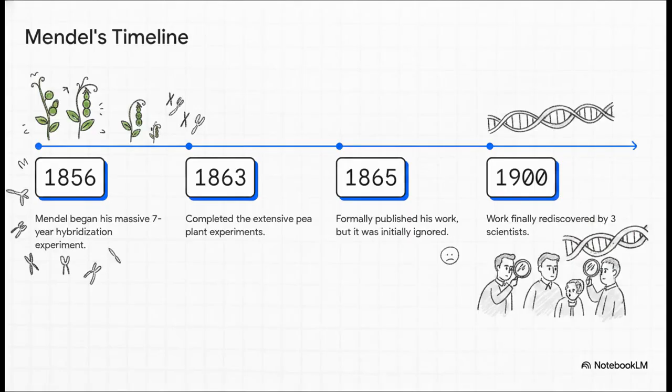Mendel kicked off this massive undertaking in 1856 and worked continuously until 1863. That is a full 7-year experiment. He formally published his brilliant work in 1865. But here is the tragic historical twist. The scientific community completely ignored it. It wasn't until the year 1900, decades later, that his monumental work was finally rediscovered by 3 separate scientists, at last giving him the credit as the true father of modern genetics.